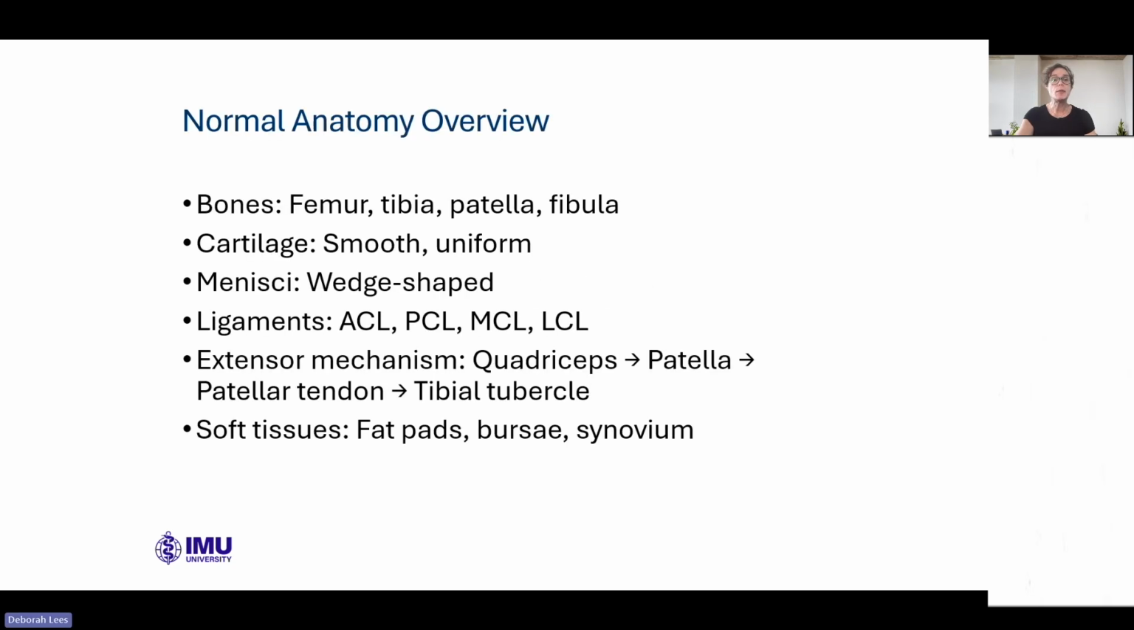Okay, so quick anatomy review. I'm sure you guys are all familiar with the bones. We've got the femur, the tibia, the patella, and the fibula.